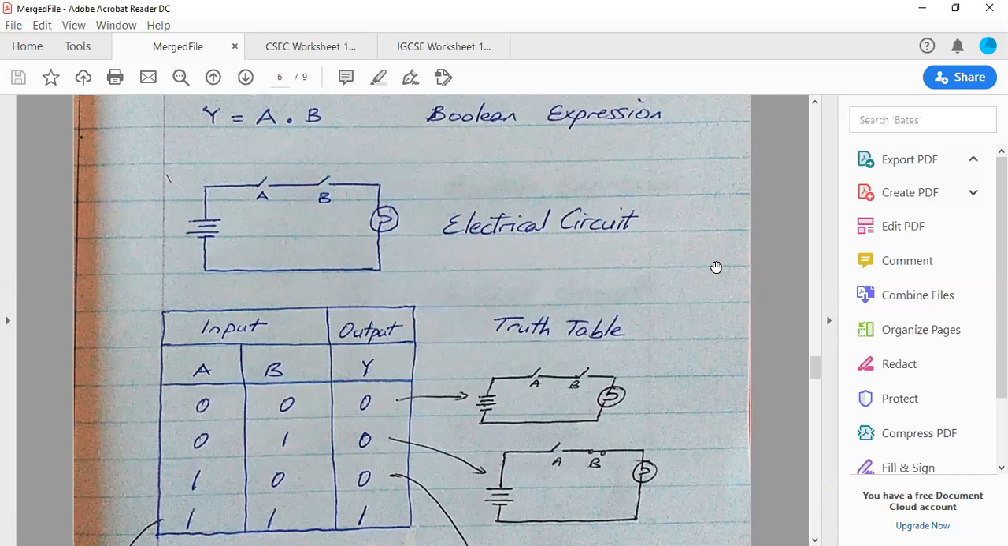Any questions on the AND gate? Okay, good. All right, nice. So we're moving on now.